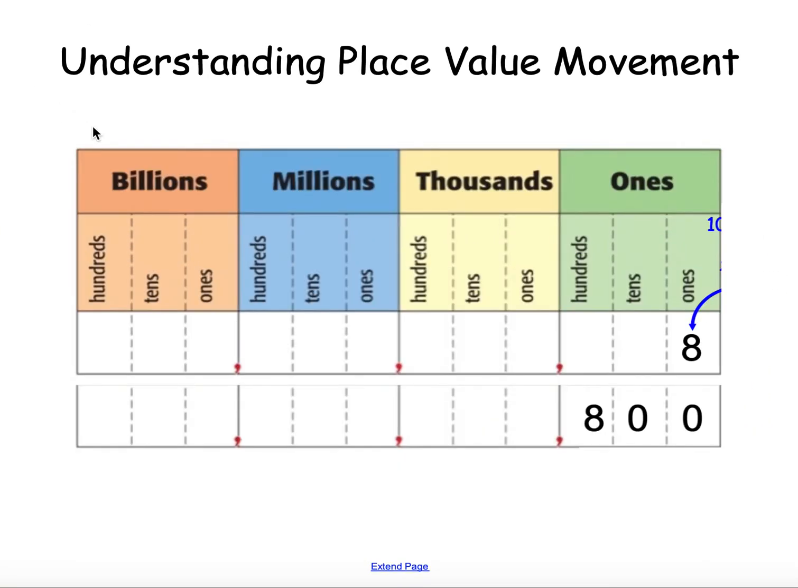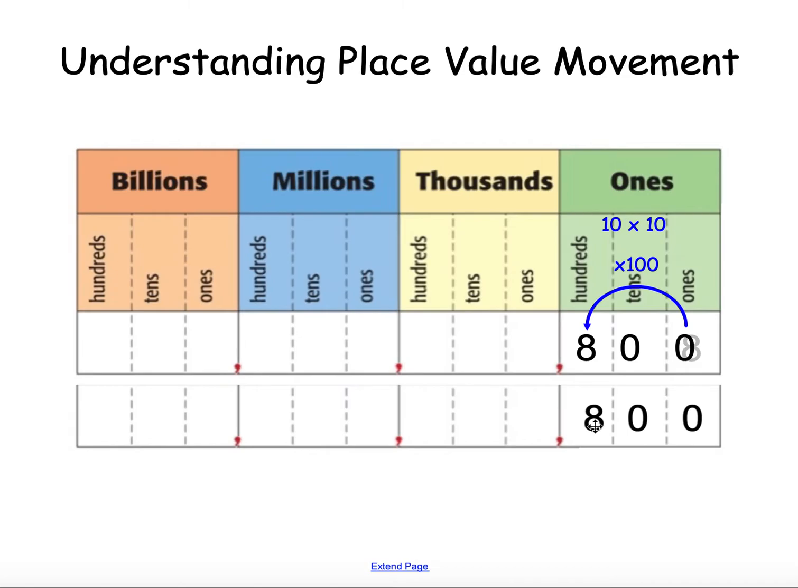Now, what would happen if I were to move more than one place at a time? For example, what if I started with 8 again, but instead of stopping in the tens place, I went all the way out to the hundreds place. So I started in the ones and I went to the hundreds. That's 10 times 10, or it's 100 times greater to go 2 places.